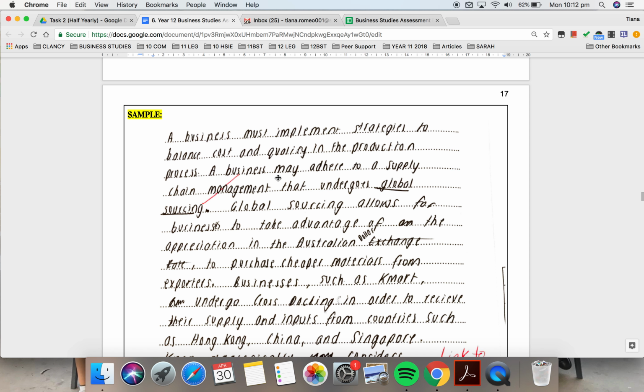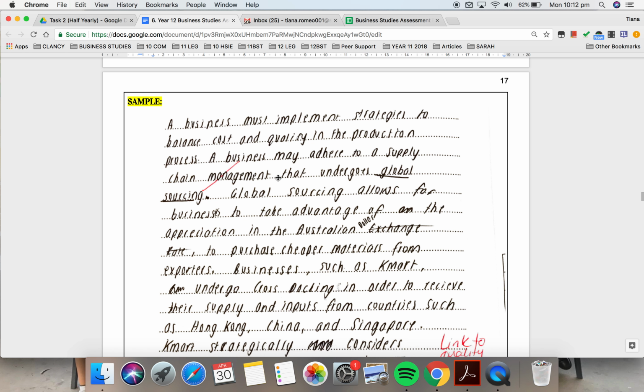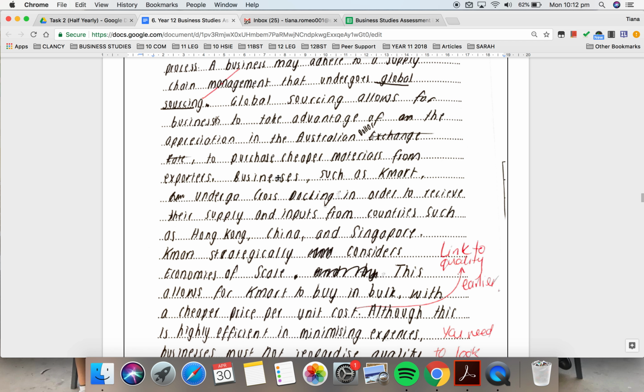Global sourcing allows for businesses to take advantage of the appreciation in the Australian dollar to purchase cheaper materials from exporters. Businesses such as Kmart undergo cross-stocking in order to receive their supply and inputs from countries such as Hong Kong, China, and Singapore. Kmart strategically considers economies of scale. This allows for Kmart to buy in bulk with a cheaper price per unit cost.